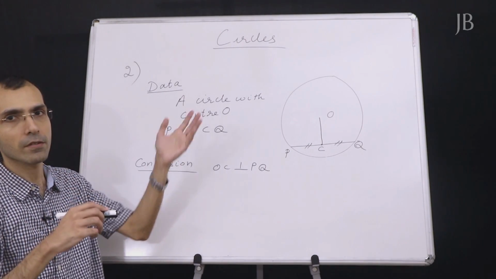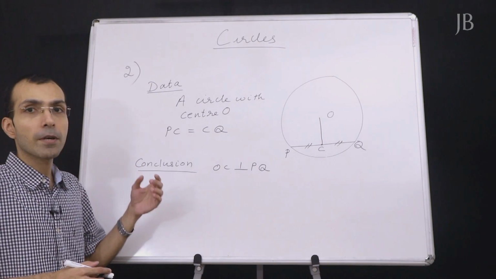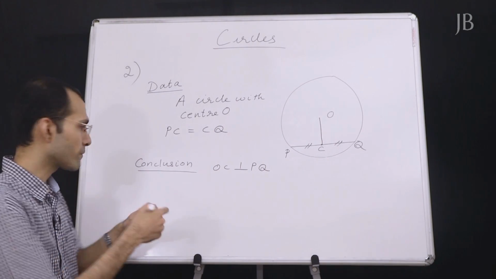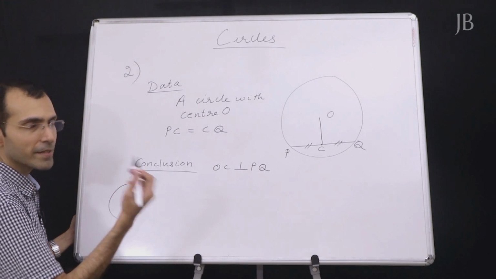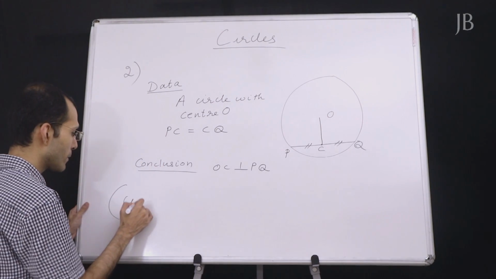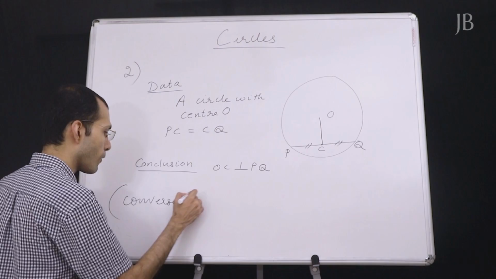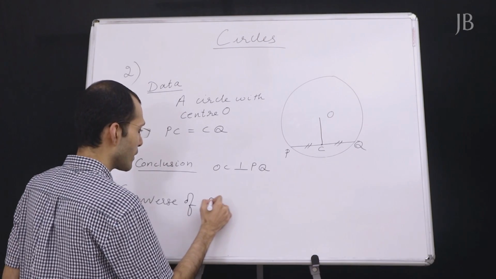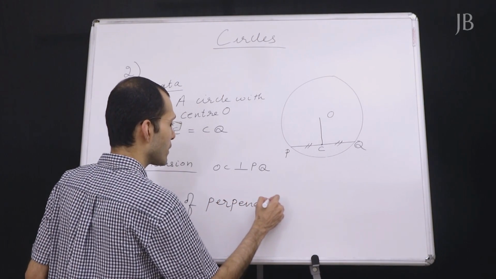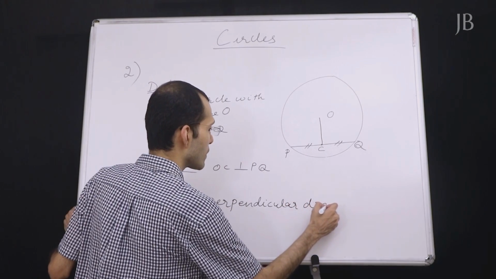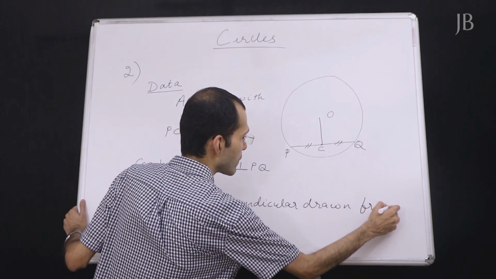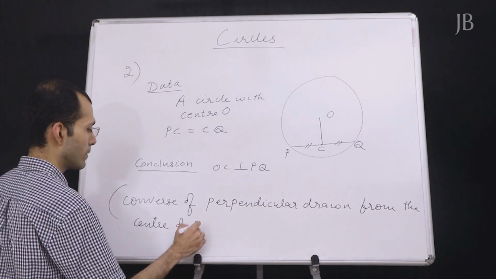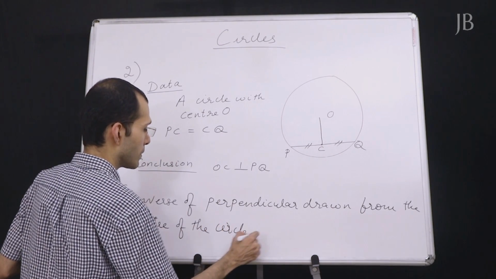Now in exam you can't write first concept like that. So which was our first concept? Perpendicular drawn from the center of the circle bisects the chord. So we can write converse of that. I would prefer writing that way. It will be easier for most of you to remember like that. So this will be converse of the previous concept. What was the previous concept? Converse of perpendicular drawn from the center of the circle bisects the chord.